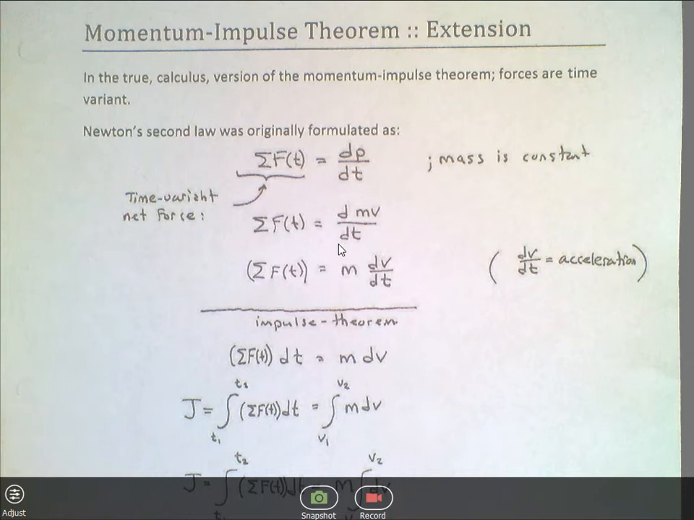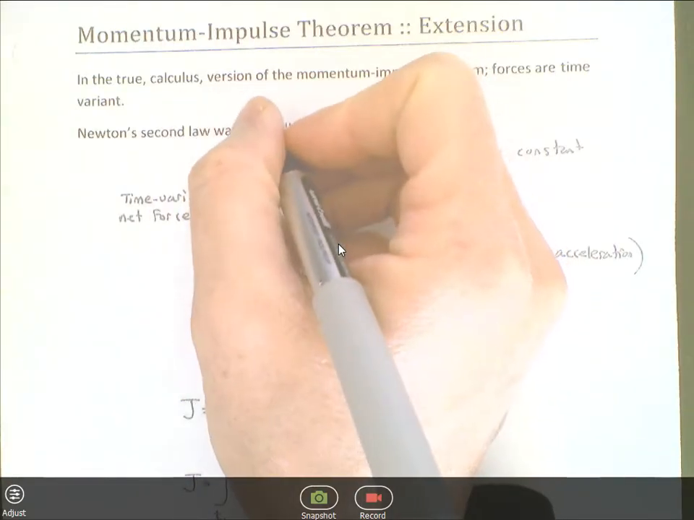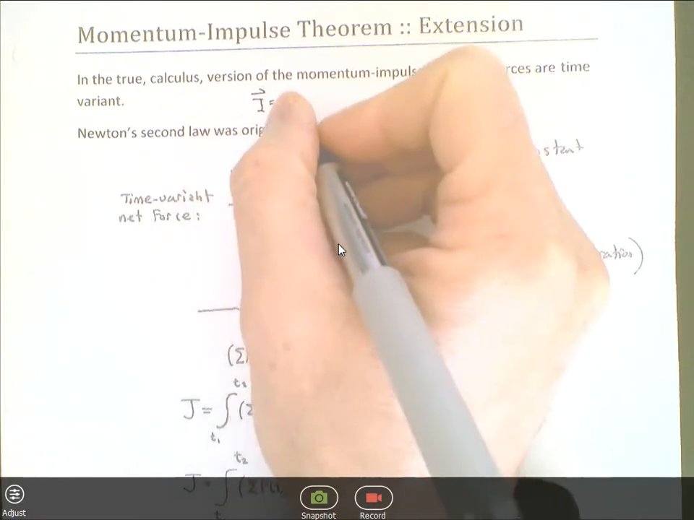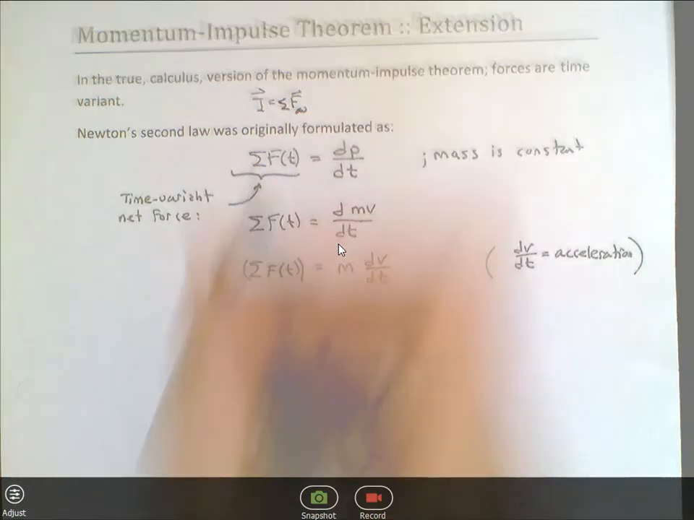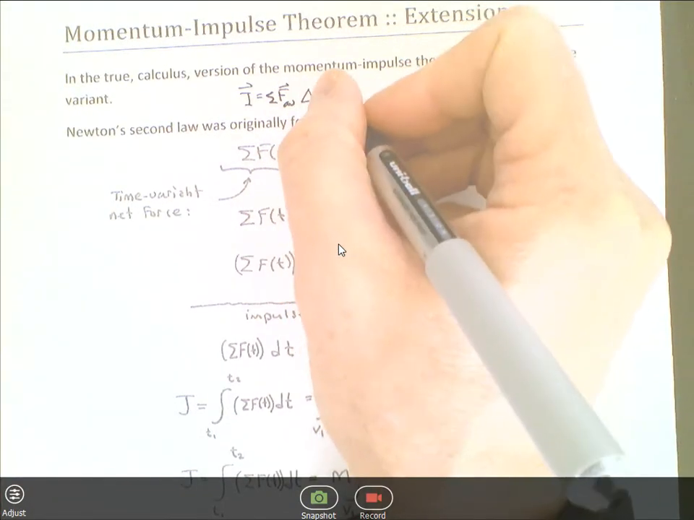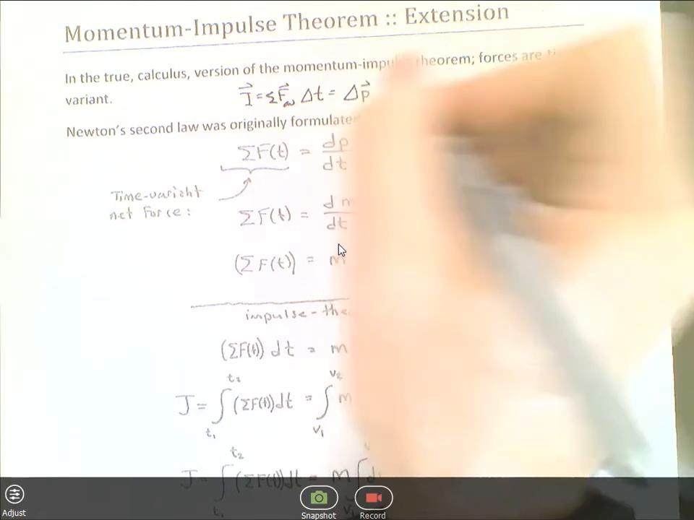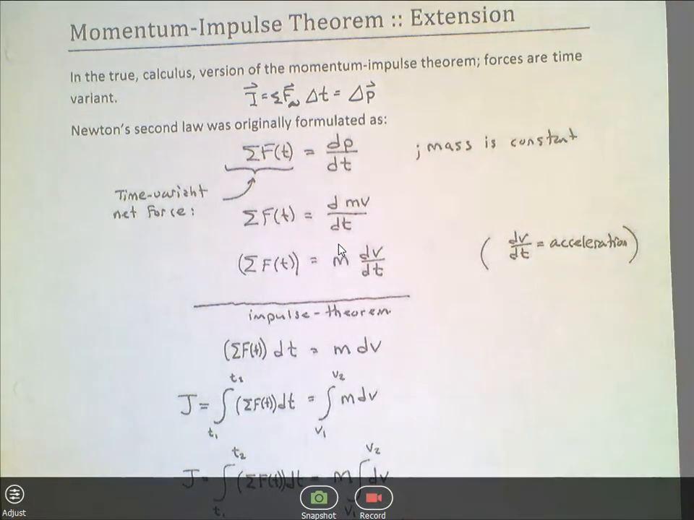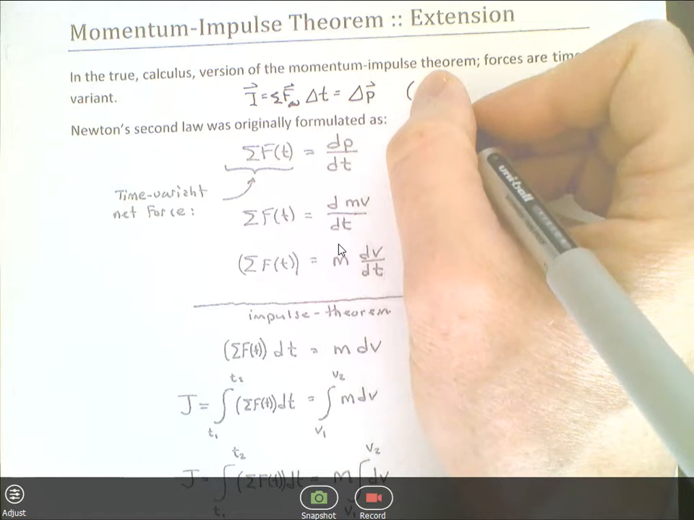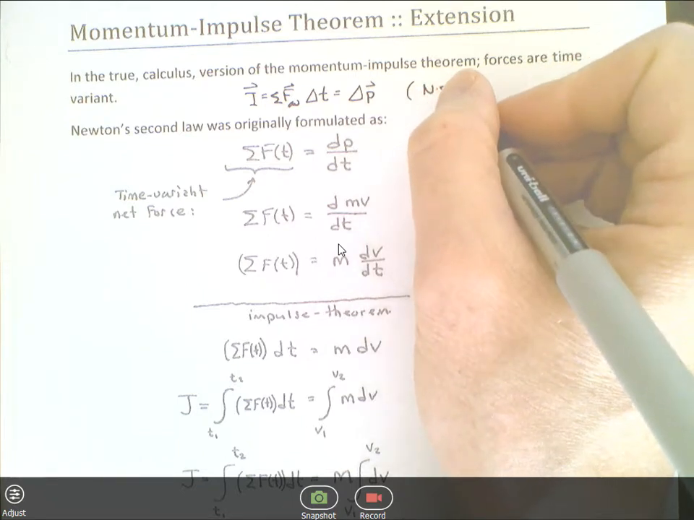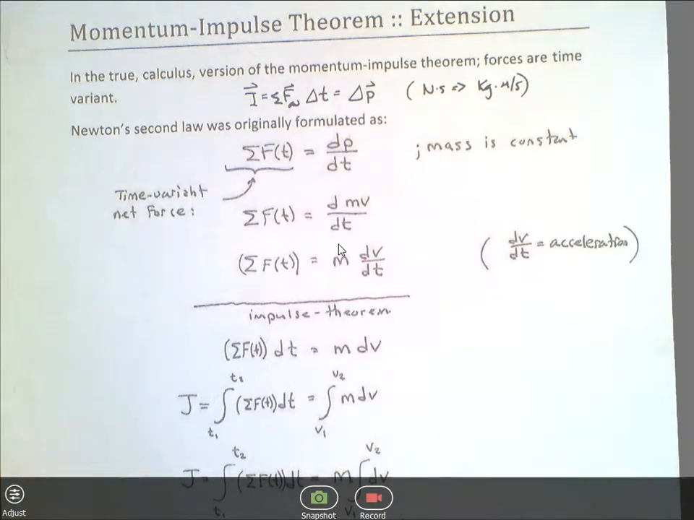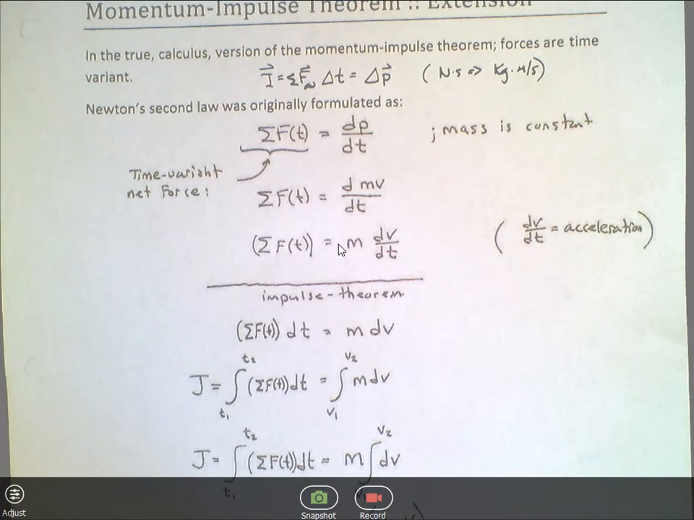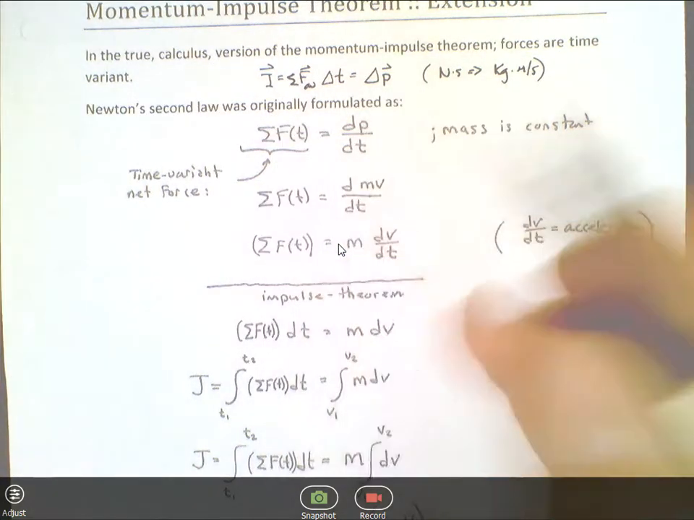Now, what you learned previously is that the impulse acting on an object is the average net force multiplied by the time that that force acts for, and that's equal to the change in momentum. And the units for this are Newton seconds, which is the exact same thing as a kilogram meter per second. Now, you've already downloaded this worksheet or lesson sheet, so you're just following along.